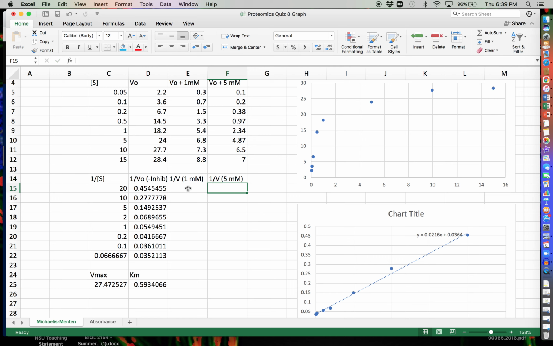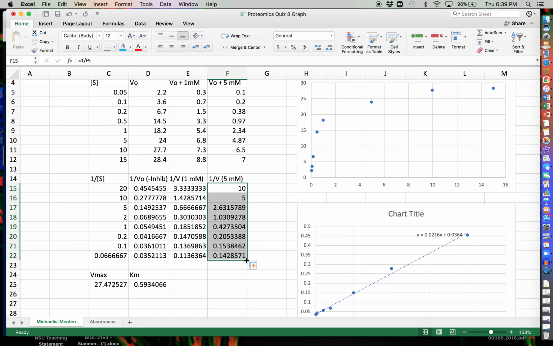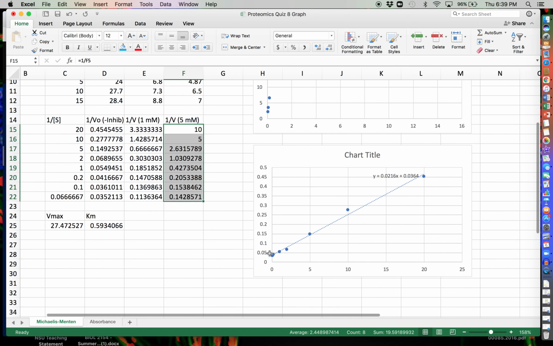Okay, so I'm going to do the same thing I did before. I want the 1 over the V naught values. Do that. Bring that down here to get the rest of them. Do the same thing here. Bring this on down here. Okay, and now what I want to do is plot both of those into the same graph.